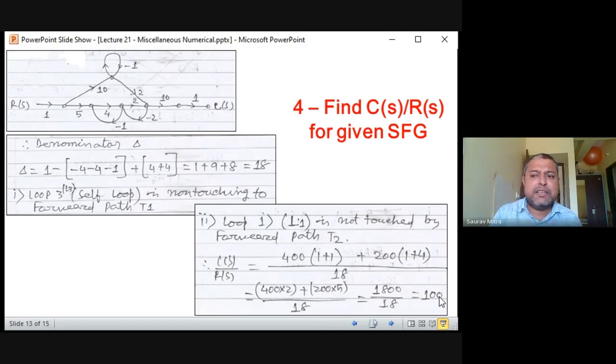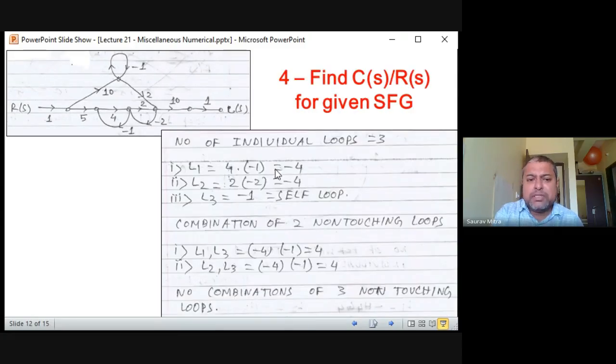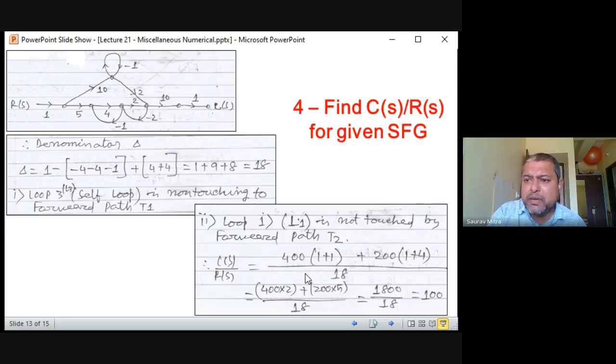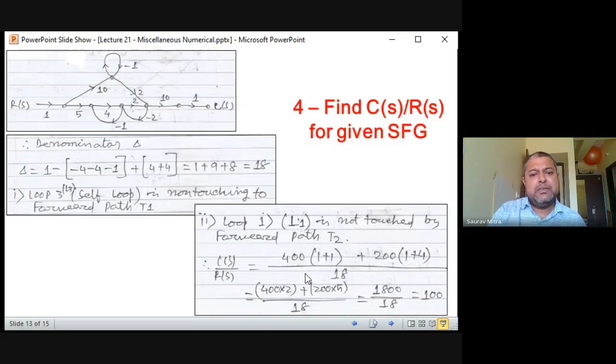If you have found it correct, I will go ahead. If not, if this answer is not correct, then I will go to the previous pages and keep on checking every stage, stage by stage, whether all this L1, L2, L3 is correct, whether the non-touching loops L1, L3 or L2, L3 are correct or not, and depending on that, the part marking will be done. So then there are two more numericals only in 2 slides.